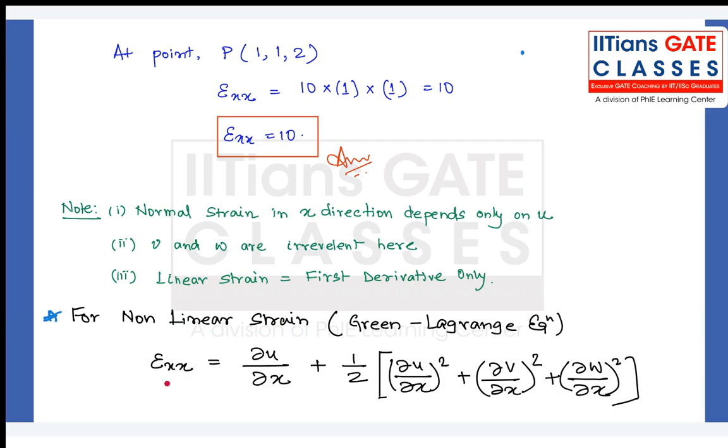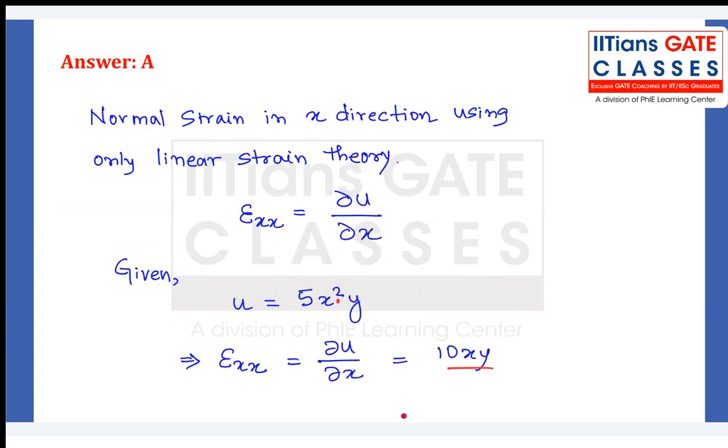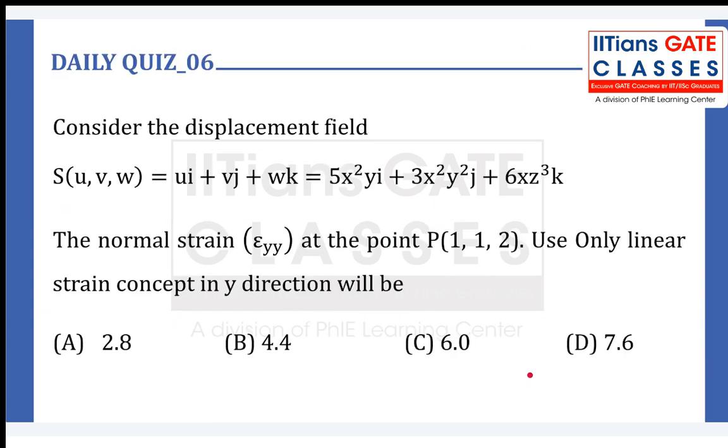If you want to find non-linear strain in the x direction, it depends not only on the partial derivative of the x component, but also on the second order derivatives of the components in y and z direction. This is just for an example. What you need to remember is this equation. Whenever you're finding the strain in x direction, you take the x component and differentiate with respect to x. Now, if you know this, then tell me what would be the answer for this.